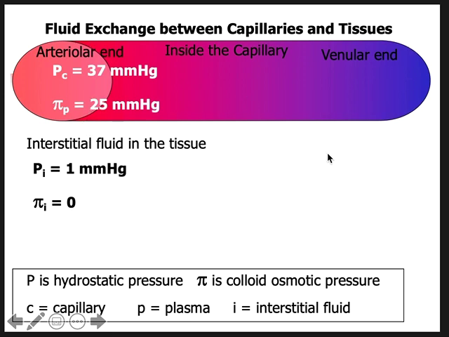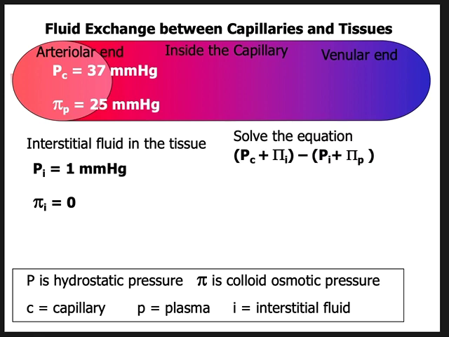And then your textbook gives us an equation to add all this up to figure out which direction and how much is moving in that direction. So on the equation, notice that it's going to be everything that wants to move out, all the pressures pushing out of the capillary and all the pressures pushing into the capillary. And we subtract those, and then that's going to tell us if you have a positive number, that's fluid leaving the capillary. If you end up with a negative number, then that's going to be fluid going back into the capillary, okay?